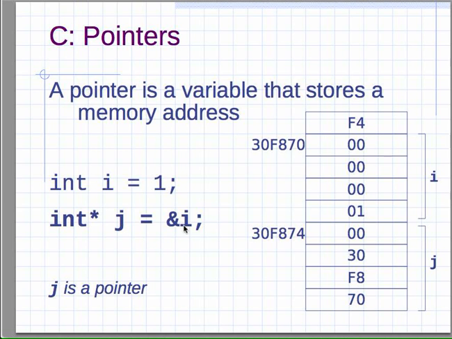So that's what this ampersand symbol means. Ampersand I means get the address of I, store that address into J. So now if you look over at what J has, so this is J. This first 4 bytes, this is I. This next 4 bytes is J.